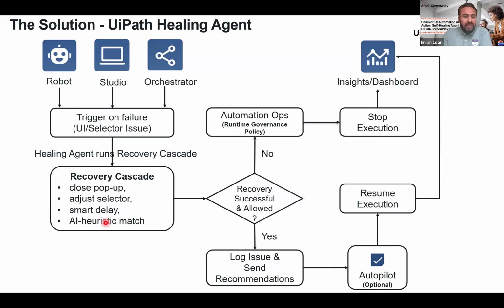So again, the healing agent uses the AI heuristic match. Guys, this AI heuristic match means it uses the intent. Instead of going with the exact matching of the label, right, the names, correct, it will go with the closest match as well. It goes with the semantic understanding of the UI element and the labels.